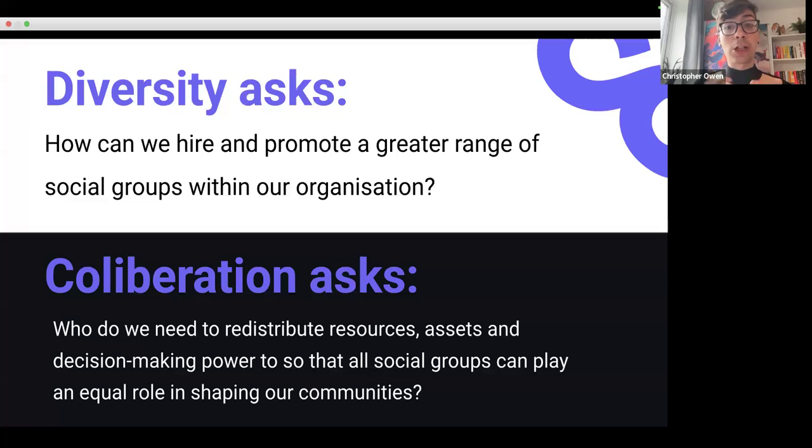Your organization is part of a system. How it shapes that system, the role it plays within that system, is going to be informed by the people with the most decision-making power within your organization. And if those people are primarily from historically privileged communities, they're going to shape your organization in a way that maintains their power and their privilege. So who do you need to redistribute that decision-making power to, those assets to?